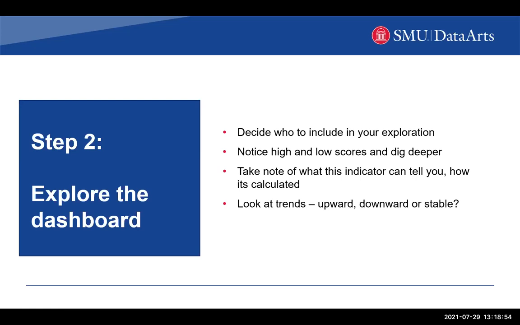Make sure to look at trends. Is each indicator trending upward, downward, or is it fairly stable over the last 5 years? Our goal for this initial exploration is to eventually narrow down our focus to 4 to 6 scores we can really dig into for some additional research and assessment to inform our planning.